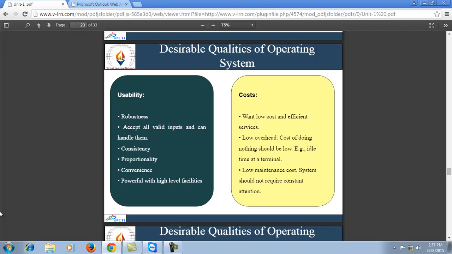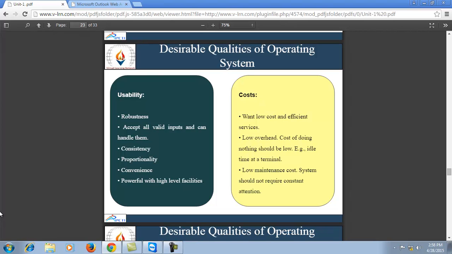Last one is powerful with high level facilities. It should be powerful for executing, for accepting, for generating results, for processing facilities, and as compared to costs, we want low cost and efficient services. These are the desirable qualities for any operating system. We want to use any operating system or any device at low cost, and it should provide efficient services.